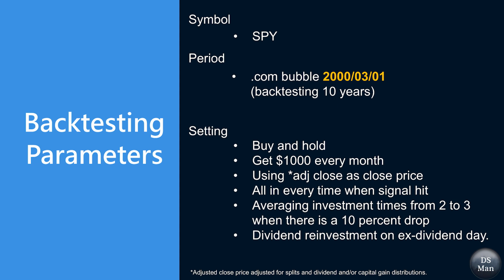Staggered entry with accumulated funds. When a buy signal triggers, split the total accumulated funds into 2 to 3 parts. Initial investment, 33 to 50% of accumulated funds. Additional investments. Deploy remaining funds if the price drops 10% from the initial entry. Limited to 2 to 3 entries per signal. Dividend reinvestment. Dividends are automatically reinvested on the ex-dividend date.